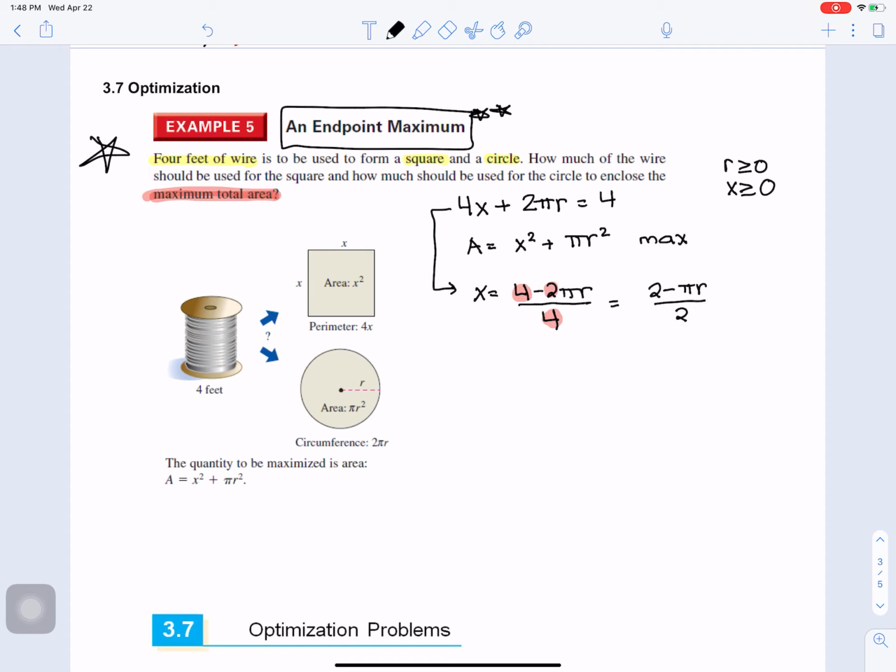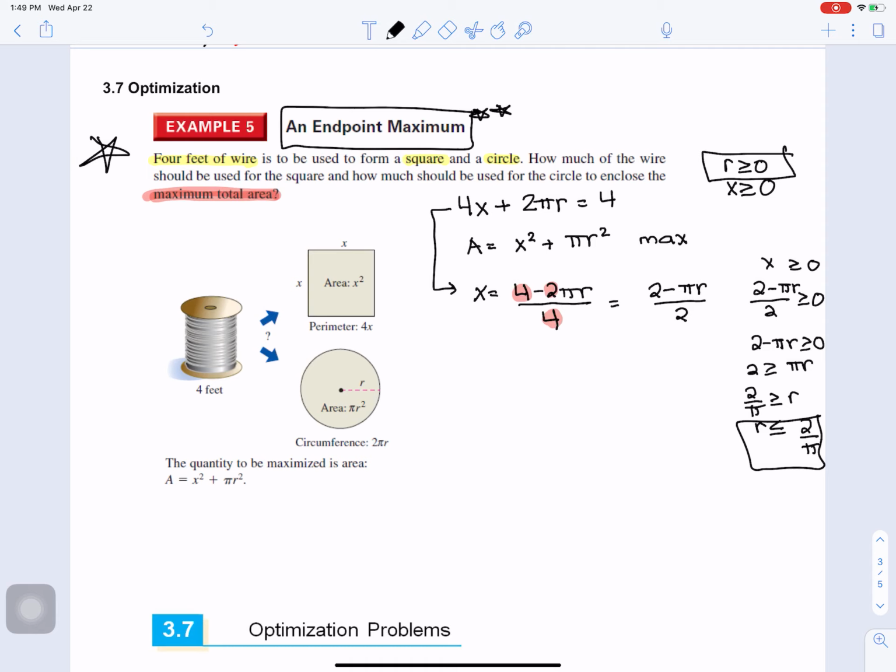Now this is an expression for x, so I also know that (2 minus pi r) over 2 has to be greater than or equal to 0 because x is greater than or equal to 0. When I isolate for r, I get that 2 is greater than or equal to pi r, so 2 over pi is greater than or equal to r, and r is less than or equal to 2 over pi. The nice thing about this example is that I'm able to set up a closed domain on r, so I'm allowed to use the extreme value theorem.